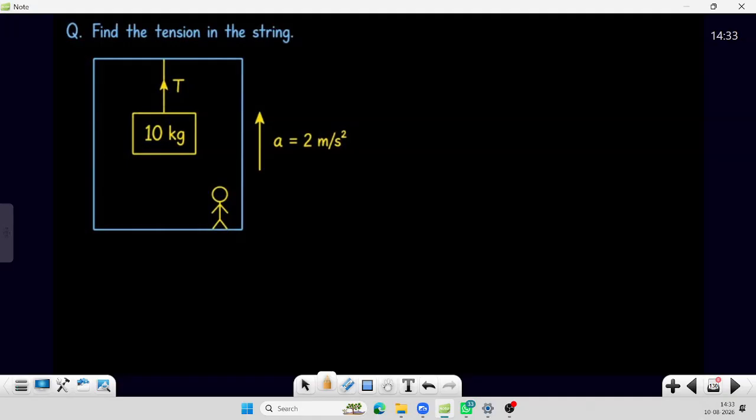Done. Next one. Take this. Find the tension in the string. Here there is a lift. The lift is moving in the upward direction with an acceleration of 2.